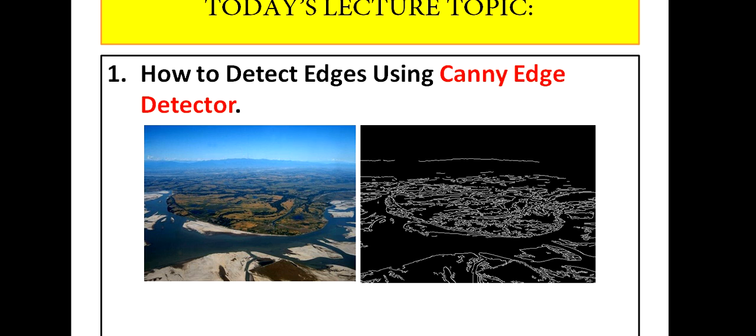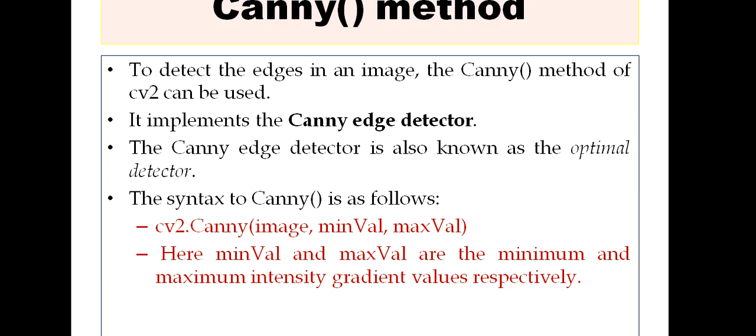After going through the Canny edge detector, we'll get an output like this, and the edges are very sharply visible and very distinct, so we can recognize the important regions out of it. So let's start. To detect the edges in an image, we use the Canny method from cv2, and it implements the Canny edge detector.